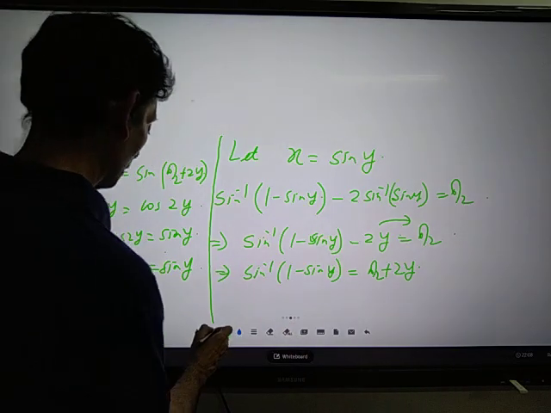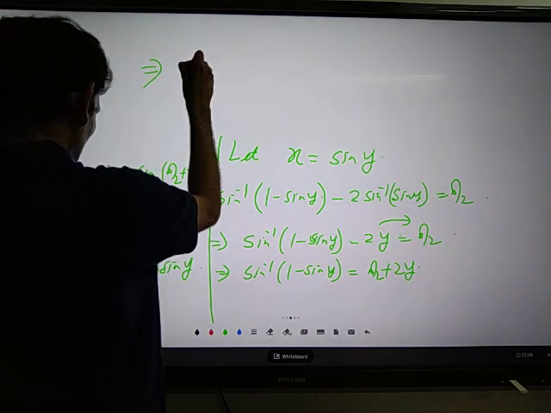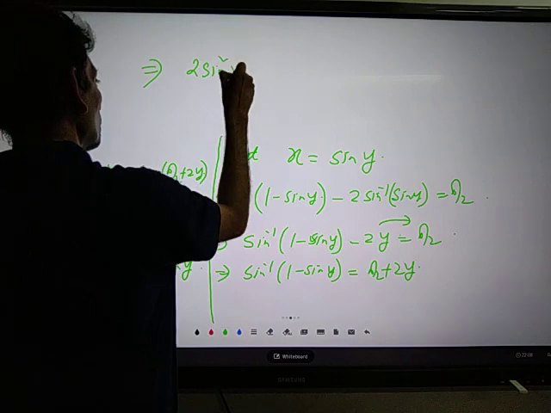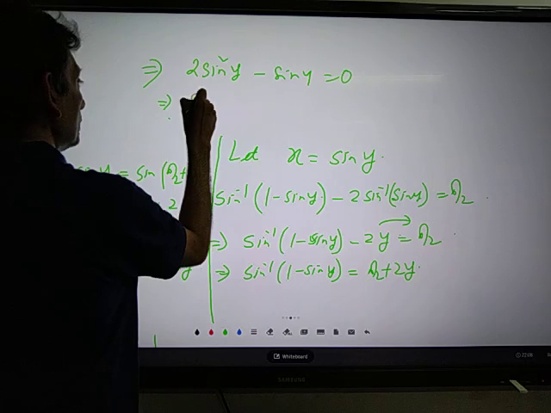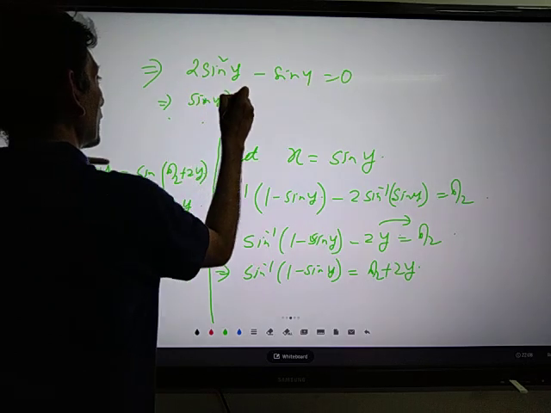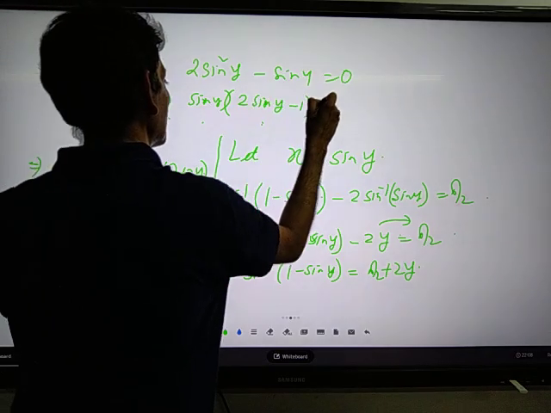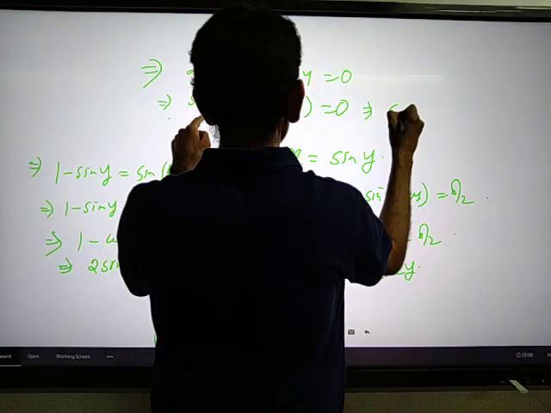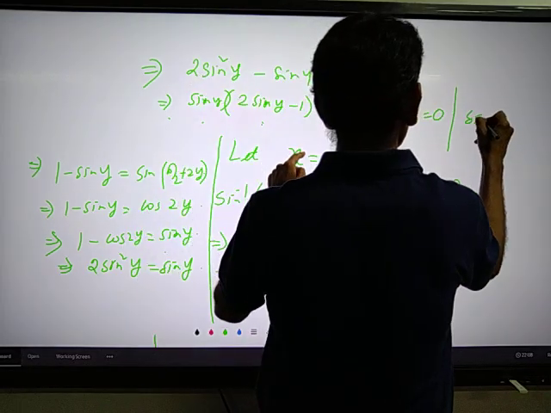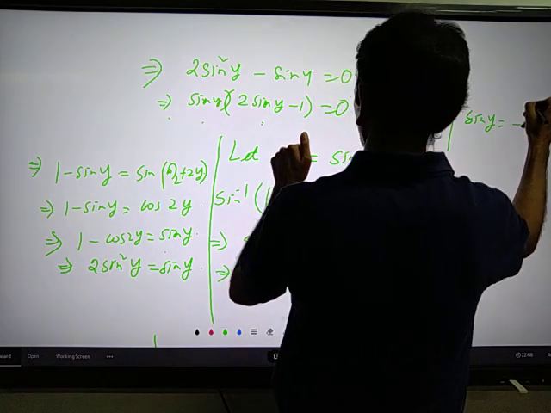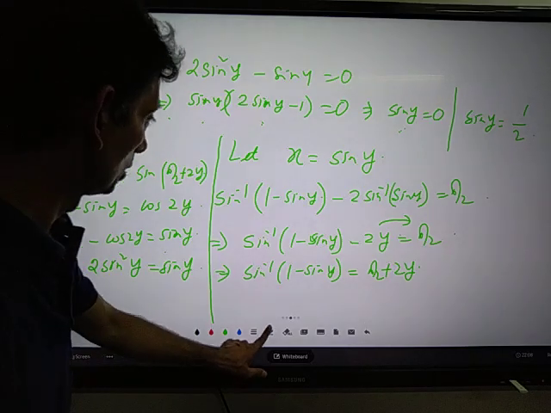Okay, next, what are the last steps? This implies 2 sine squared y minus sine y equals 0. You can take sine y common. Then it's sine y times (2 sine y minus 1) equals 0. This implies either sine y equals 0 or sine y equals 1 by 2.